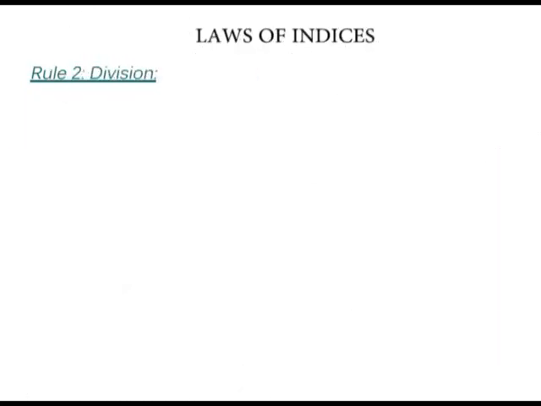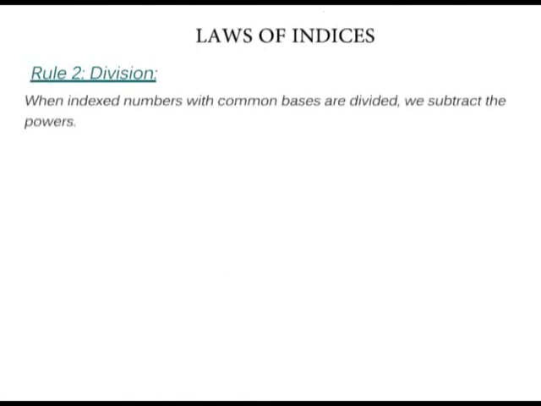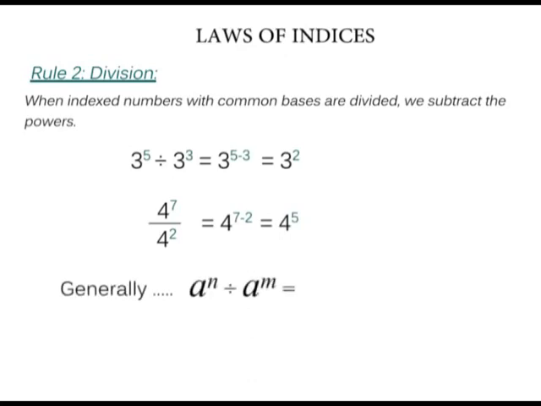Rule 2. Division. When indexed numbers with common bases are divided, we simply subtract the powers. That is, 3 raised to power 5 divided by 3 raised to power 3 is equal to 3 raised to power 5 minus 3, which is equal to 3 raised to power 2. 4 raised to power 7 over 4 raised to power 2 is equal to 4 raised to power 5. In general, a raised to n divided by a raised to m is equal to a raised to n minus m.